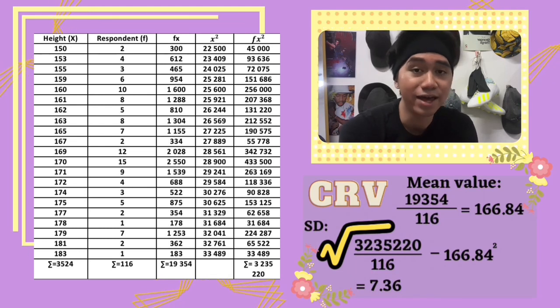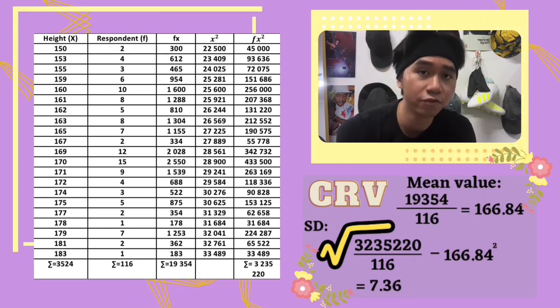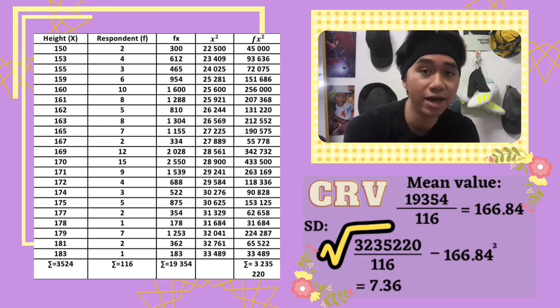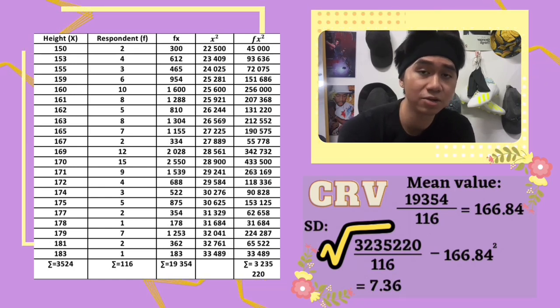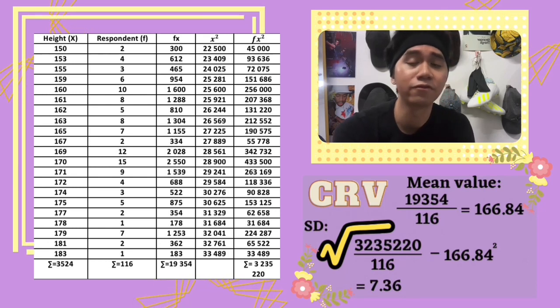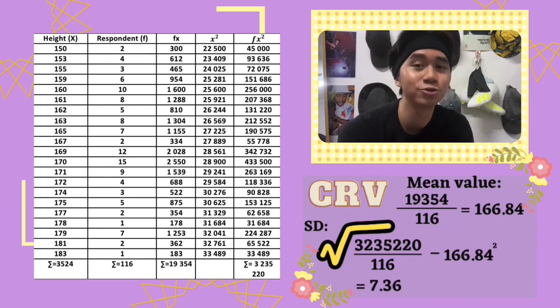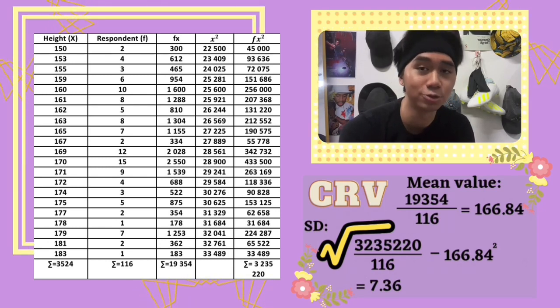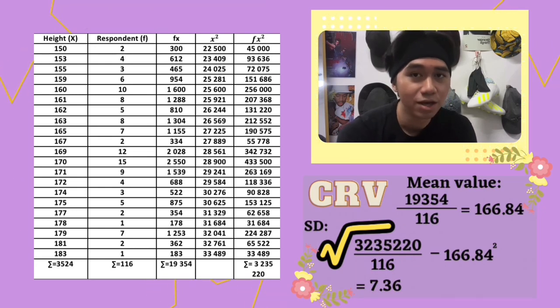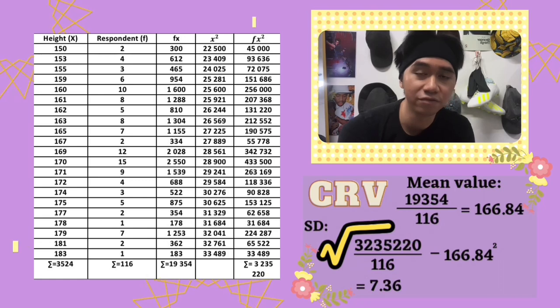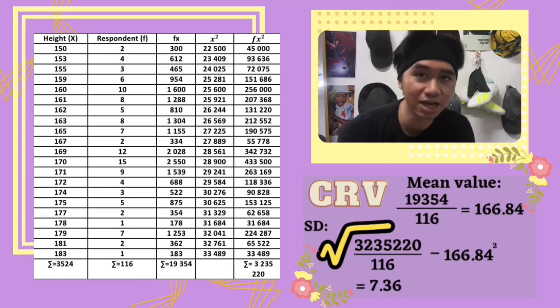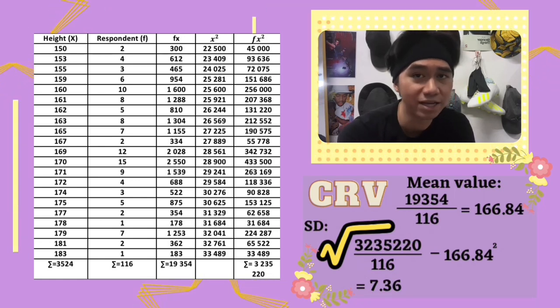The sum of height x is 3,524, while the sum of respondent f is 116. The sum of fx is equal to 19,354, while the sum of respondent fx squared is 3,235,220. As for the mean value, the formula is fx over f. Therefore, we take 19,354 divided by 116 and we will get 166.84 as our mean value.